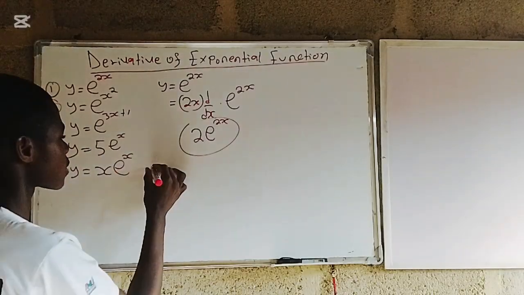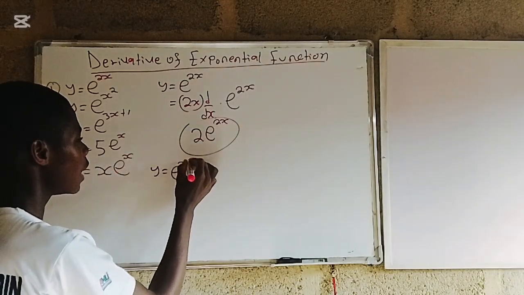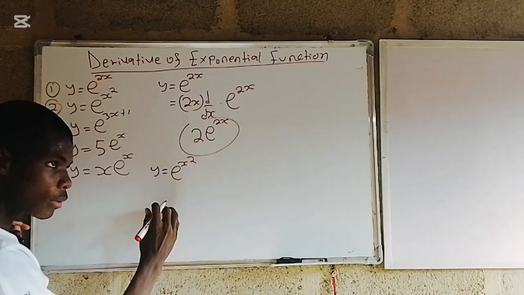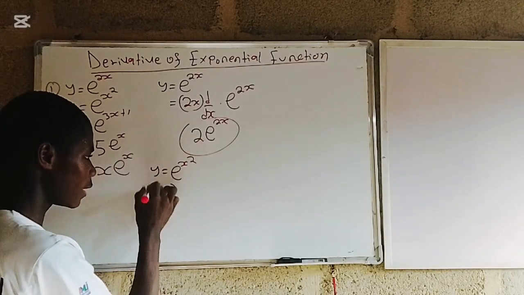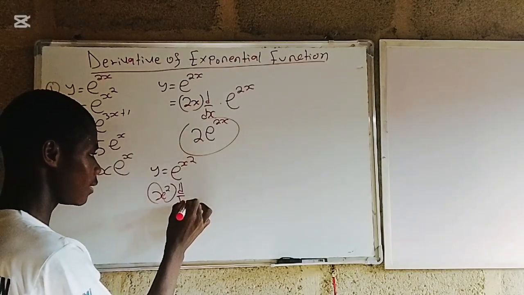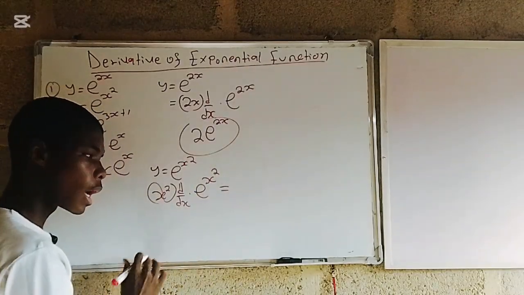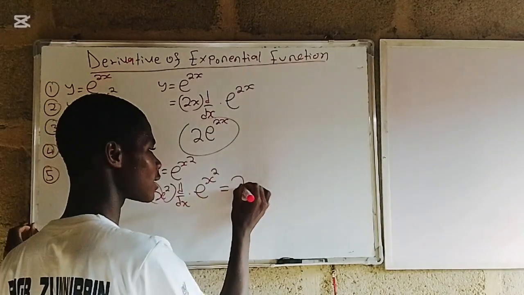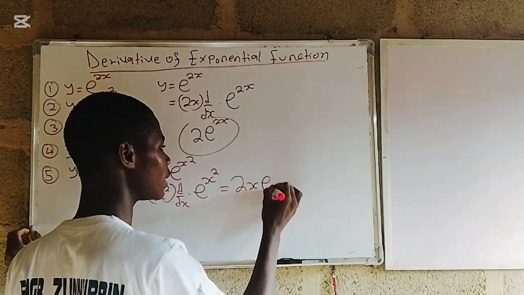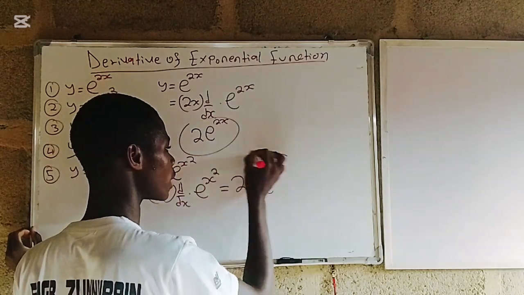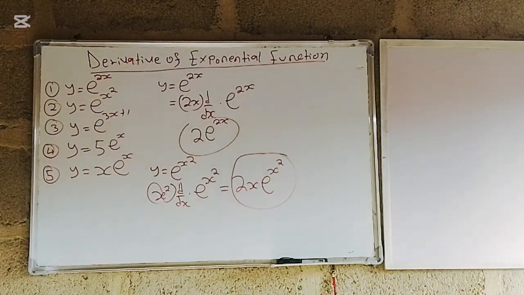The second says y equals e to the x squared. Keep this down, d by dx of x squared, multiplied by e to the x squared. Differentiate this, I'll get 2x e to the x squared. I'm done with it. What's next?